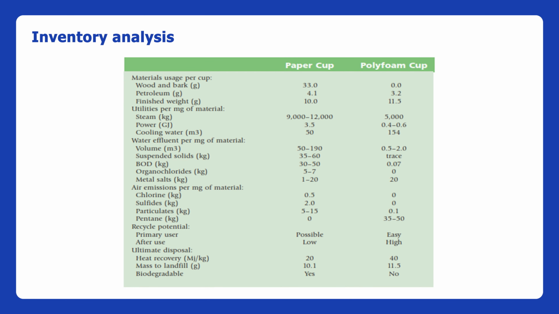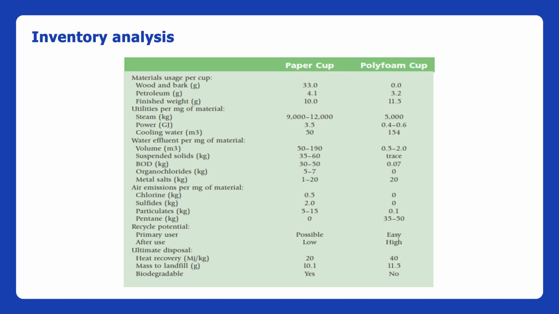As you can see, for the paper cup, for the material usage per cup, we identified, for example, wood and also bark, and we quantify that in grams. And also the petroleum. That's also a material that we use in cup production. And here we are also concerned about the finished weight.